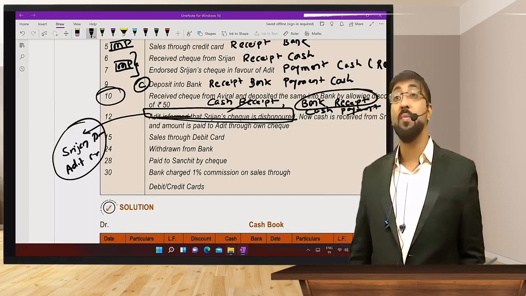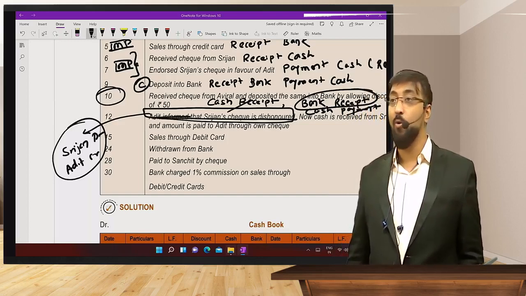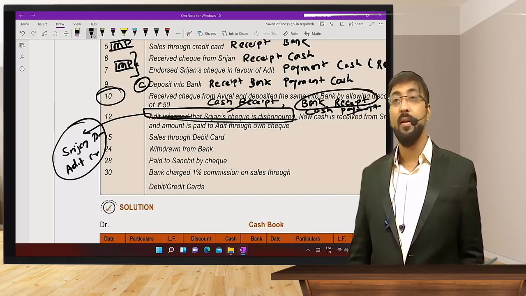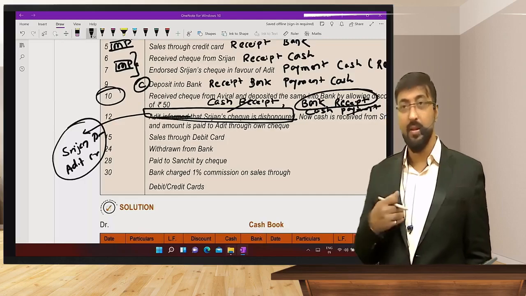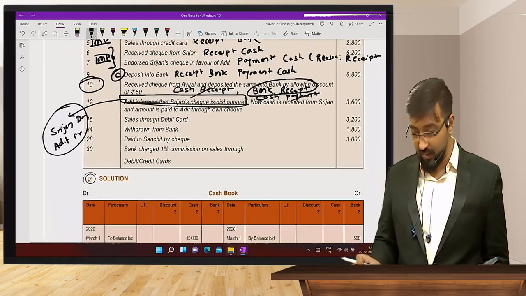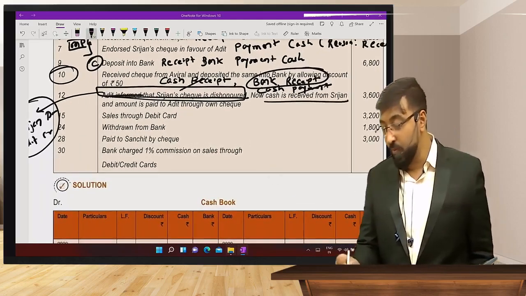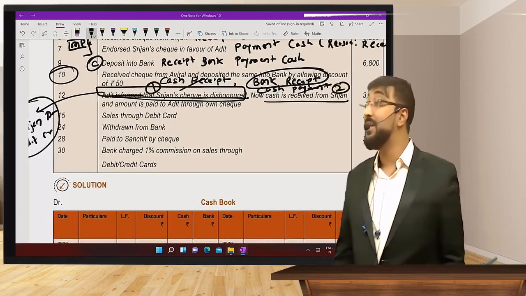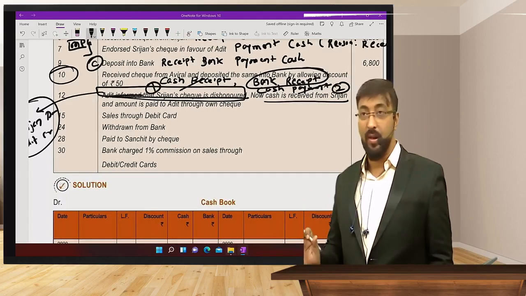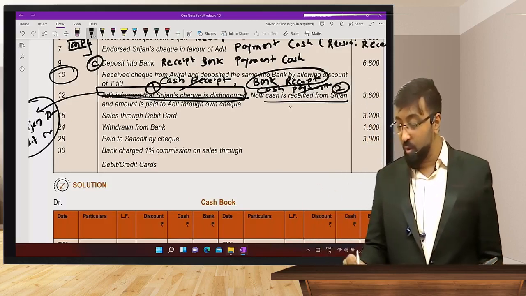Yes, kitne logon ko samjha tha? No one. Dishonor ki entry ye karni thi, ye samjha tha apko? Nahi, main batata hu. Now cash is received from Shrijan. Now this is the second transaction. First transaction is dishonor. Dishonor ki no entry. Now we received cash. So what is the entry?